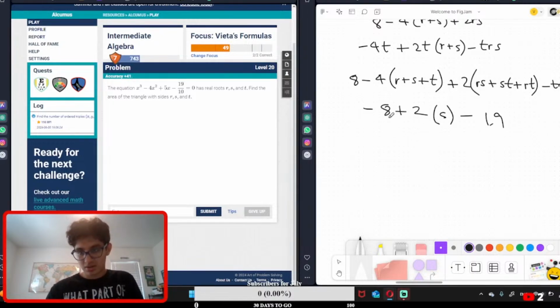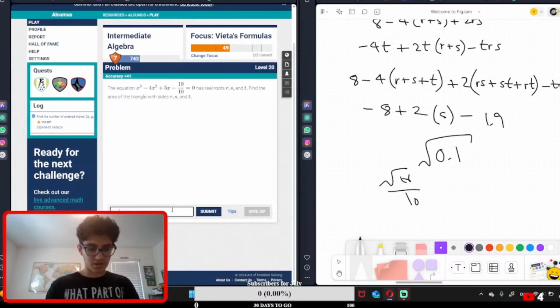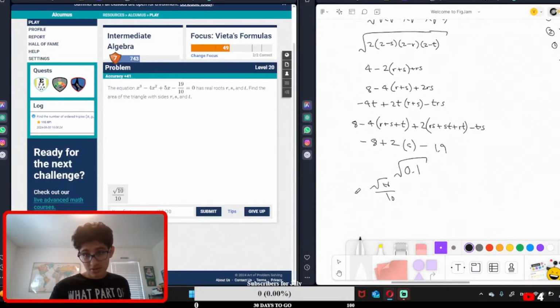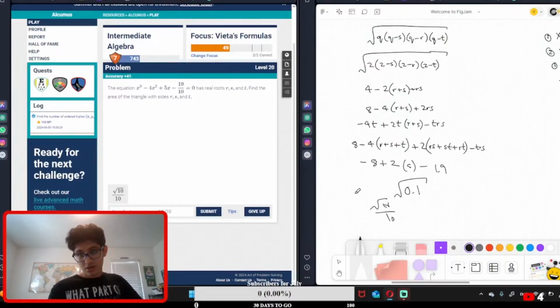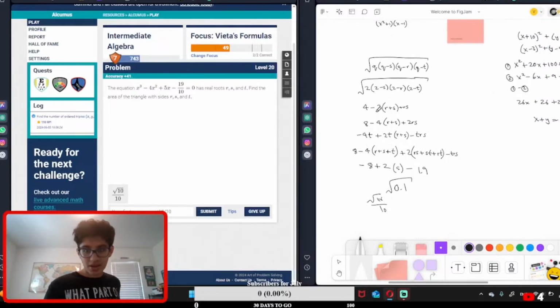Let's see. Okay, then this becomes very weird because negative 8 plus 10 becomes 2, 2 minus 1 by 9 becomes 0.1. So it should be the square root of 0.1, which means it's root 10 over 10, which seems a bit small for me. But let's just try it and see. Okay, did I do the formula wrong? That's possible. Oh, wait, it's all multiplied by 2. That's the thing, right? Stupid.